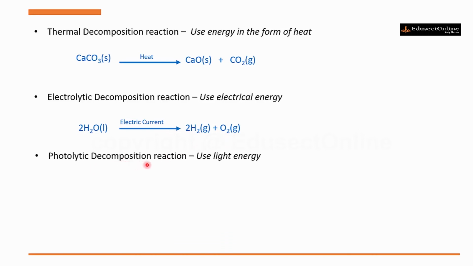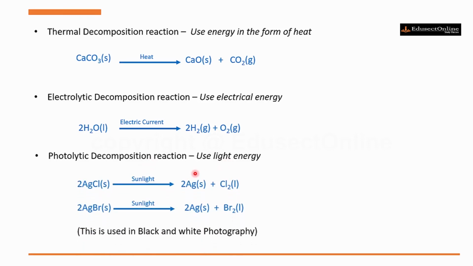Next is photolytic decomposition reaction. In this reaction, the decomposition occurs by using light energy. For example, silver chloride, in the presence of sunlight, decomposes to give silver and chlorine.